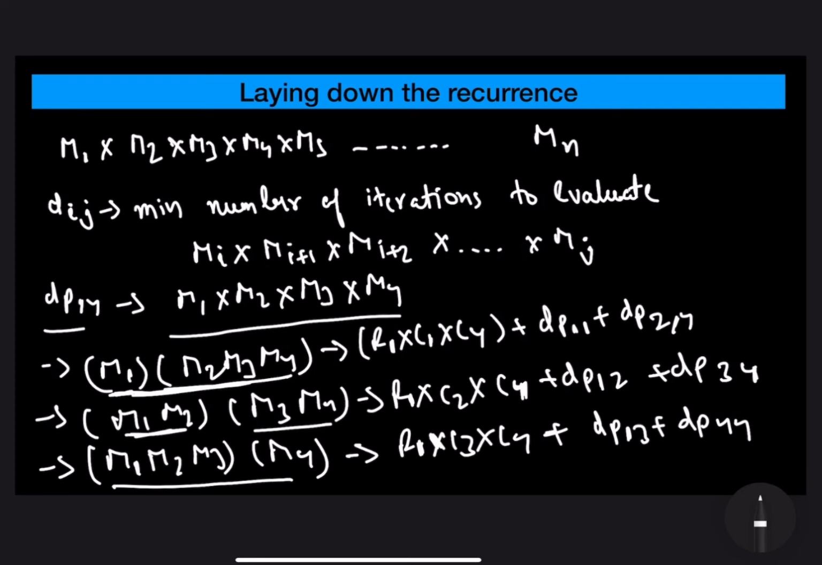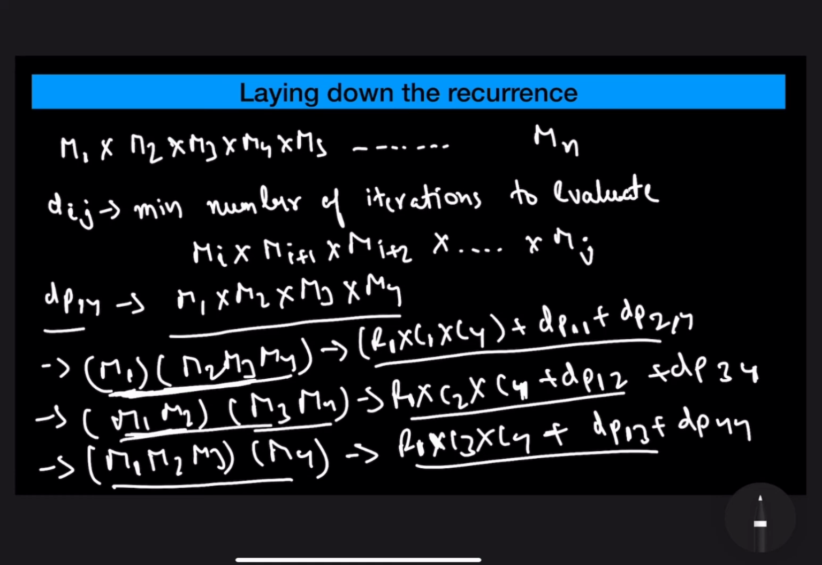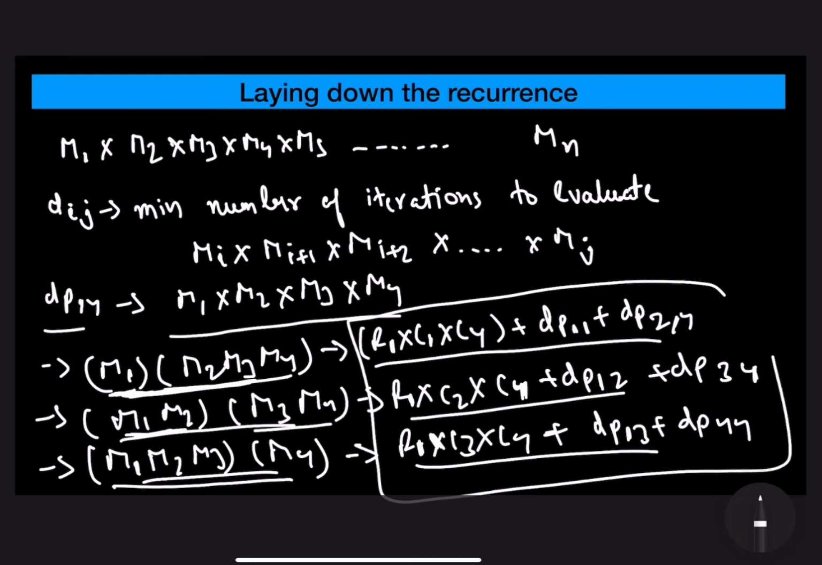So these expressions are the minimum number of iterations that we would make with respect to these expressions that we have laid down over here. All right, so if we take a minimum of all three of these, that would be the value of dp of 1 comma 4. All right, so just like that, now we will try to generalize this to any value of dp of i comma j.